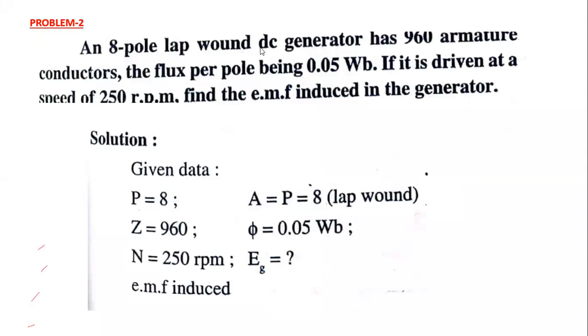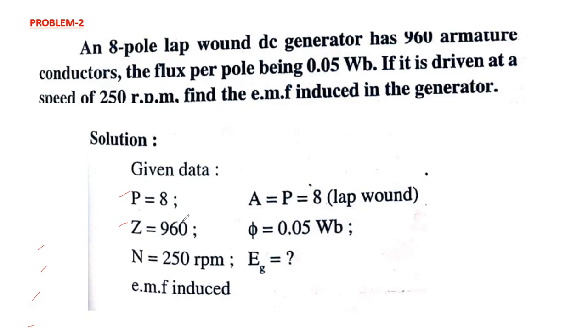An 8-pole lap wound DC generator has 960 armature conductors. Okay, 8-pole. What is meant by the pole? Pole means P. Therefore, P is equal to 8. Next, Z: armature conductors. Conductor means the Z. Therefore, Z is equal to 960.